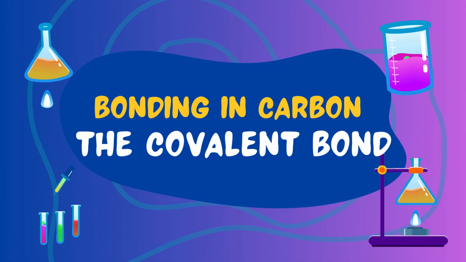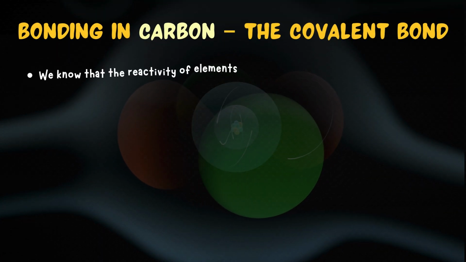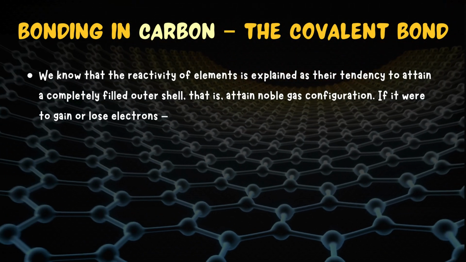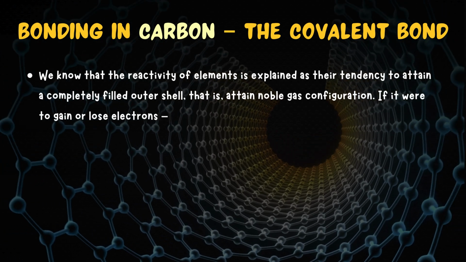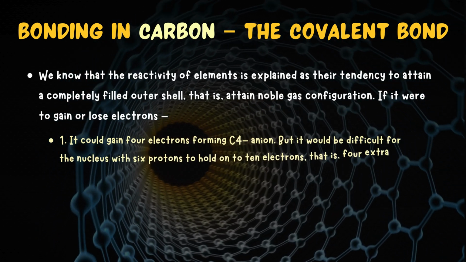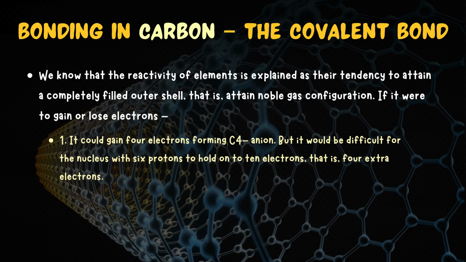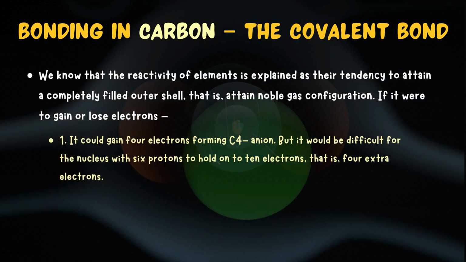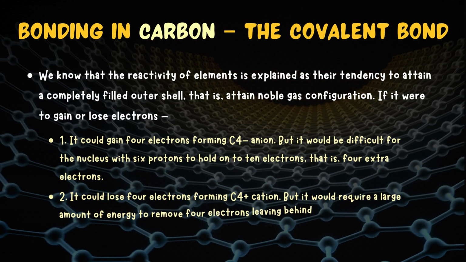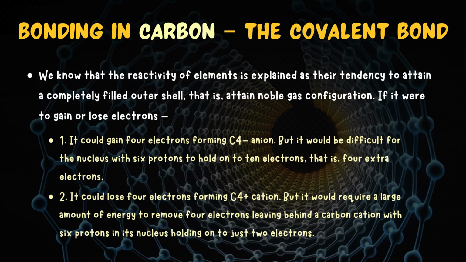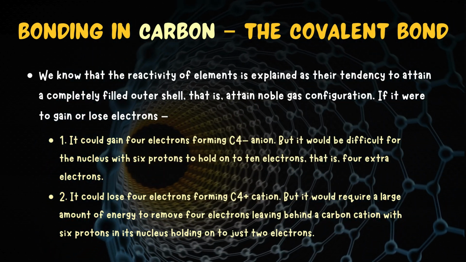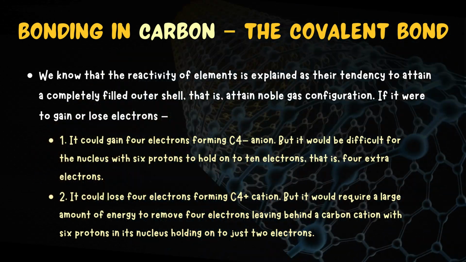Bonding in carbon, the covalent bond. We know that the reactivity of elements is explained as their tendency to attain a completely filled outer shell, that is, attain noble gas configuration. If it were to gain or lose electrons, it could gain 4 electrons forming a C4- anion. But it would be difficult for the nucleus with 6 protons to hold on to 10 electrons, that is, 4 extra electrons. It could lose 4 electrons forming a C4+ cation. But it would require a large amount of energy to remove 4 electrons, leaving behind a carbon cation with 6 protons in its nucleus holding on to just 2 electrons.